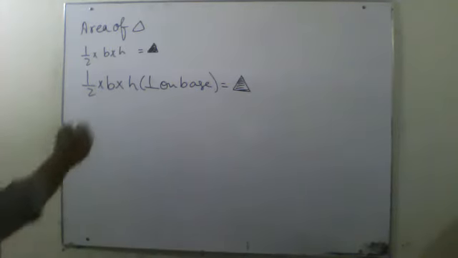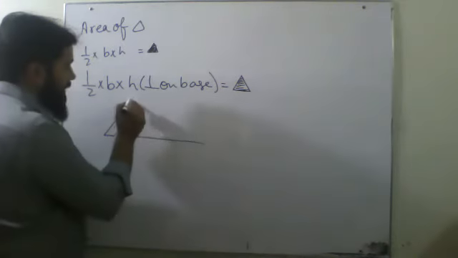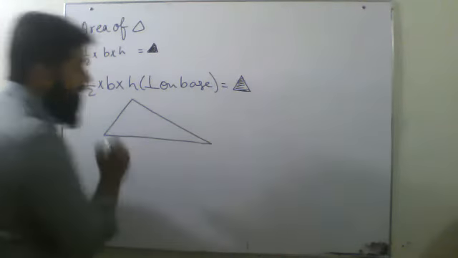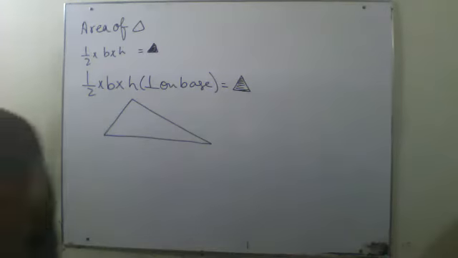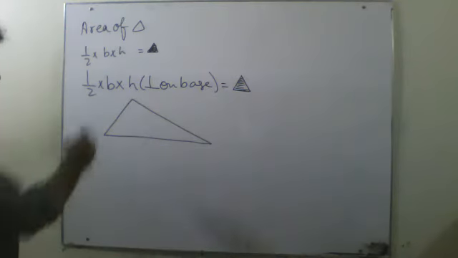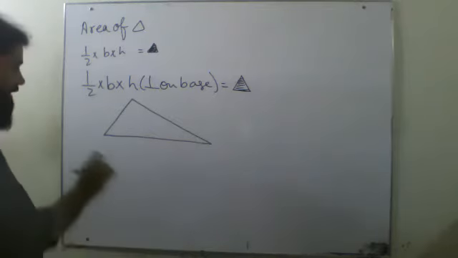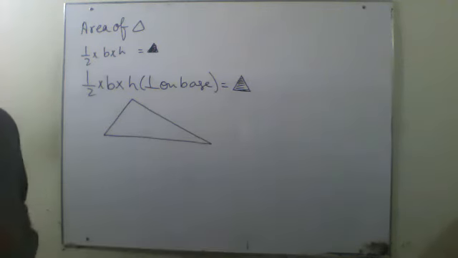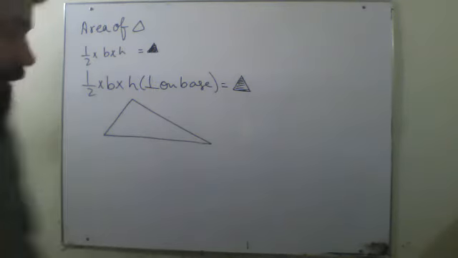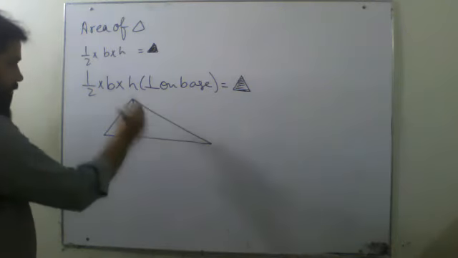Now, for instance, I'm not having a perpendicular height. This is a non-right angle triangle I have given you guys, and I'm saying that we don't have any perpendicular height. This is missing. This is not given to me.